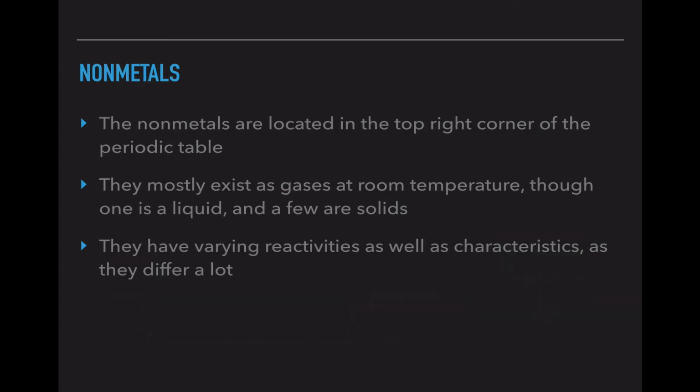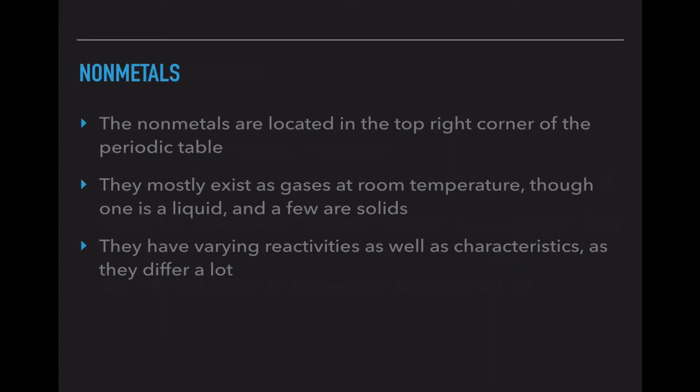Now we have the top right corner. Our nonmetals are located in this top corner of the periodic table. They mostly exist as gases at room temperature, though one is a liquid and a few are solids. So when you look at the periodic table in my classroom, if they are red letters, that means that it is a gas at room temperature. If they are black letters, that means it is solid at room temperature, and bromine is blue, and that means it is liquid at room temperature.